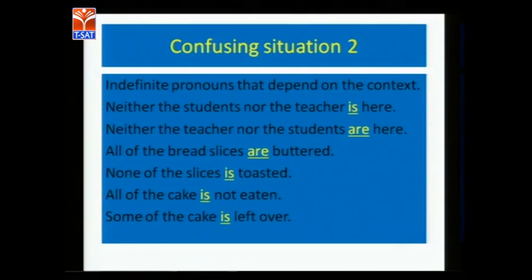now slices is a countable noun and it is plural. So if you can see in the example, it is all of the bread slices are buttered. It's not is buttered. Otherwise, you can say all the bread is buttered. But here you are using the units or the independent pieces of the bread. So all the bread slices are buttered.